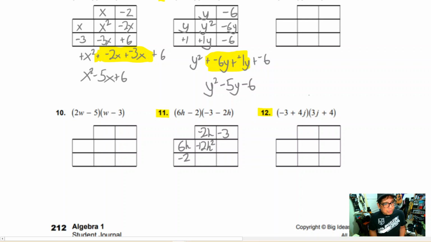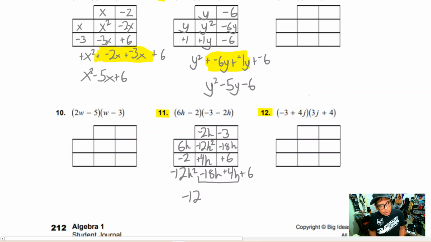You've got a minus 2 multiplied by a minus 2h, so that is plus 4h. Over on the second row, second column, we've got 6h times negative 3, that's negative 18h. Minus 3 times minus 2 is plus 6. Let's write everything out. Minus 12h squared, minus 18h, plus 4h plus 6. And then these two center terms get to be simplified together.